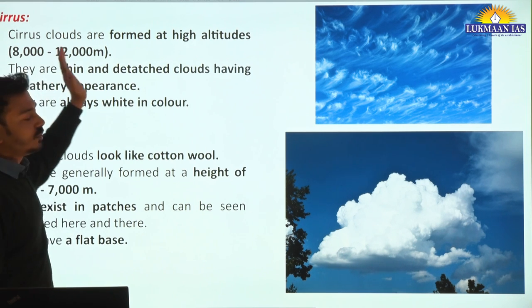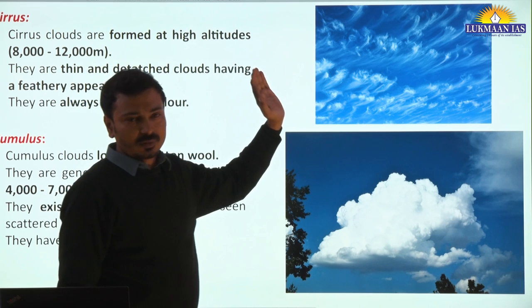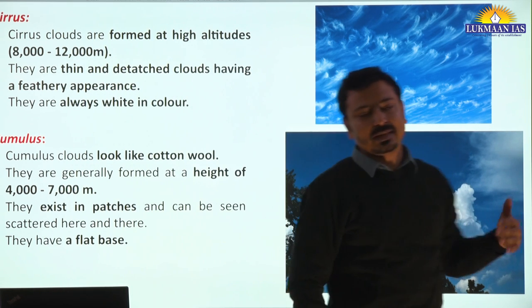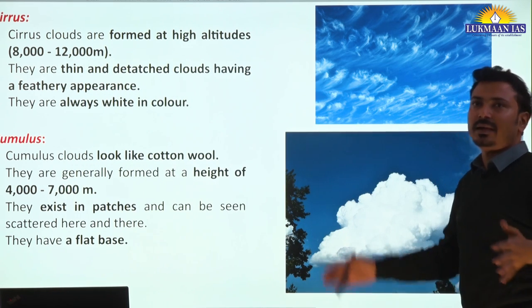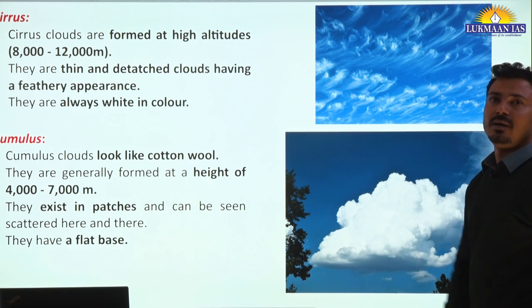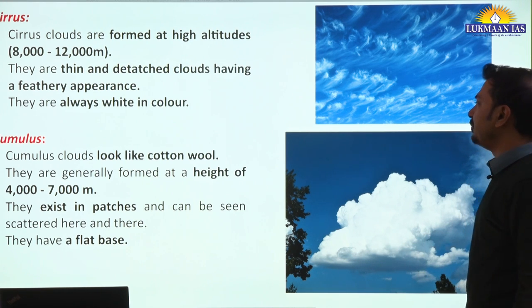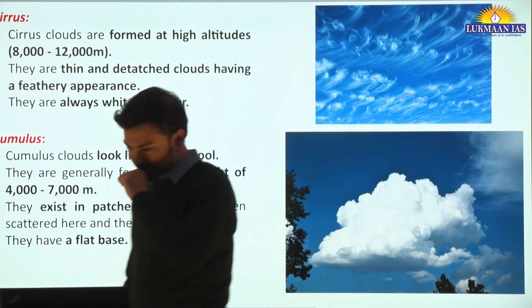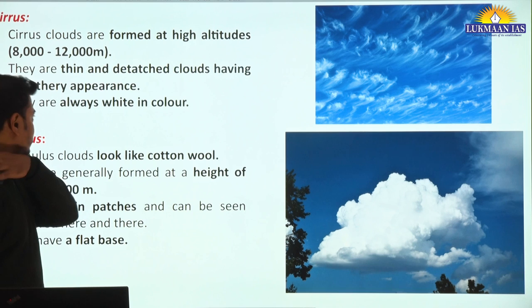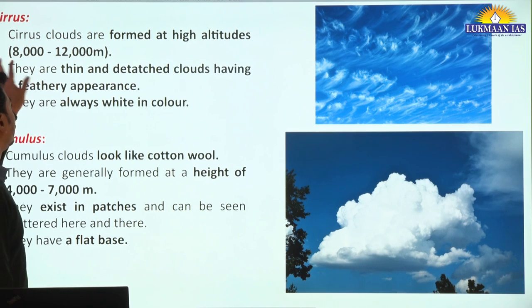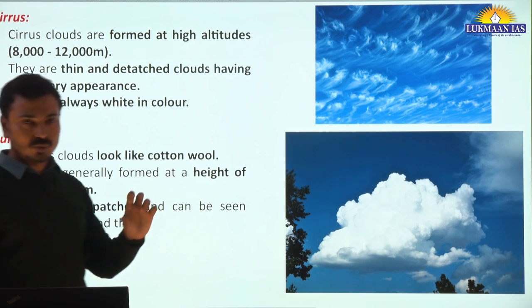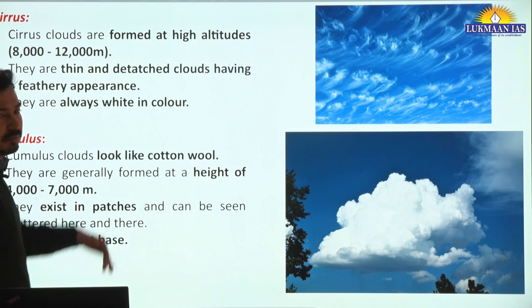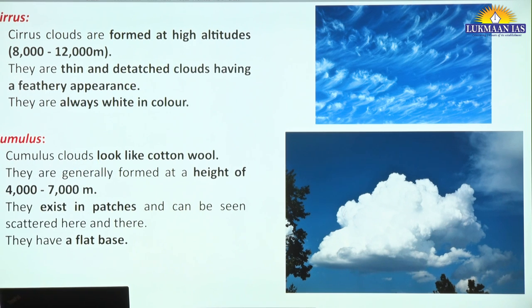Now the cirrus clouds are the highest clouds. They have a feathery look and are scattered, not condensed near each other, with a feathery appearance and white in color. Cirrus clouds are higher clouds, at an altitude of 8000 to 12000 meters. Now the cumulus are intermediate clouds, in between the cirrus and the nimbus clouds.